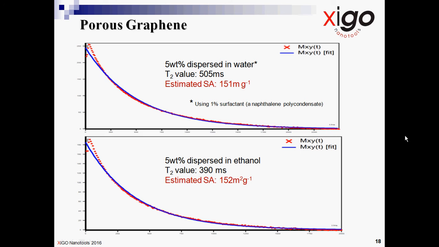Here we show T2 relaxation data for 2.8% samples of the same porous graphene dispersed in water and ethanol, respectively. The overall reproducibility was excellent. The coefficient of variance was less than 1%. Note the poor theoretical single exponential fit to the raw data, particularly at high magnetization. The estimated surface area values calculated using the T2 times are virtually the same, but this is an erroneous conclusion. The next slide shows the same data but fitted to a double exponential.